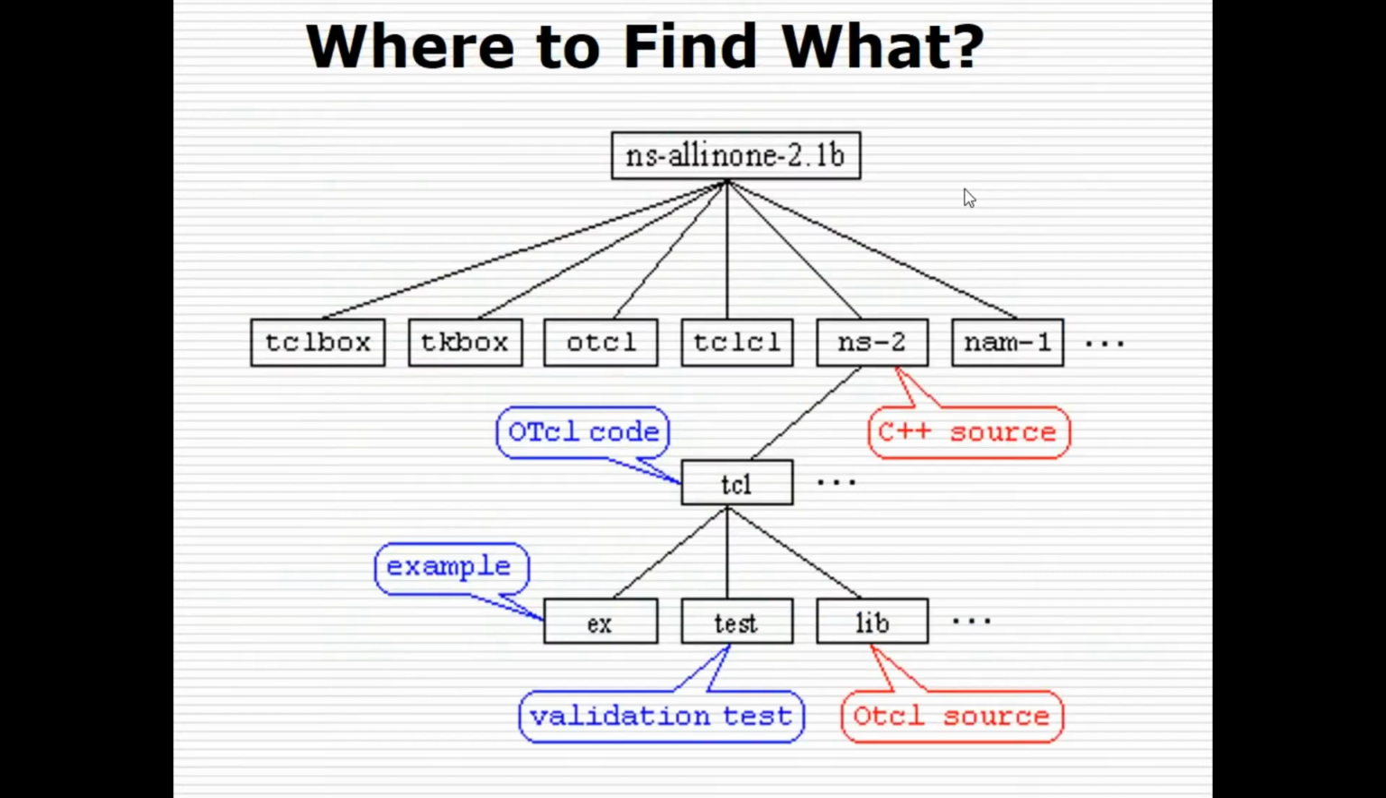So that is the reason we have the two most important languages, as separated languages and as combined languages for NS2. Now where to find what? Suppose we have the folder, and only in that folder will we be working and installing it. So we have the TCL box, the TK box, the OTCL box, and NS2 which contains the pure C++ code. We have the NAM folder which contains the network animator files. The TCL folder contains the OTCL code and three subfolders. One is known as example, test stands for validation tests, and lib stands for OTCL source or the library files.